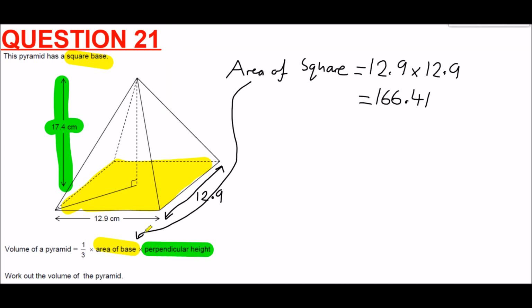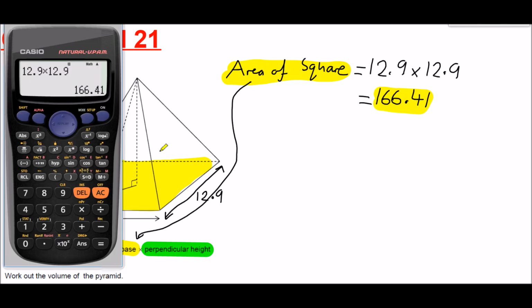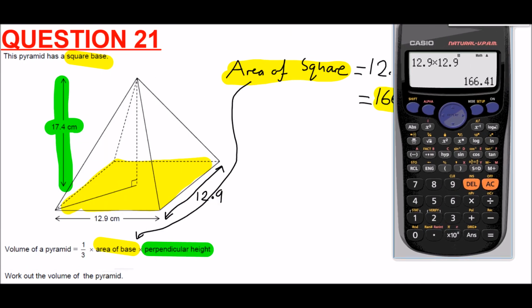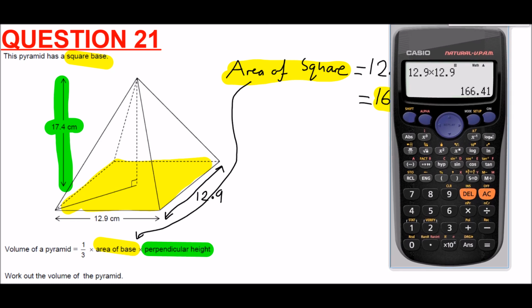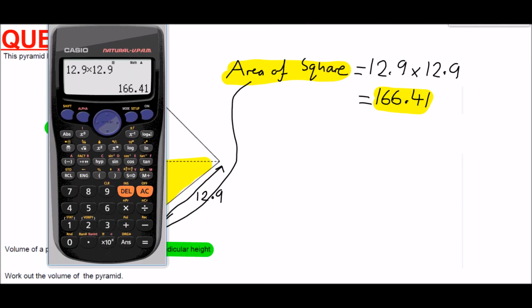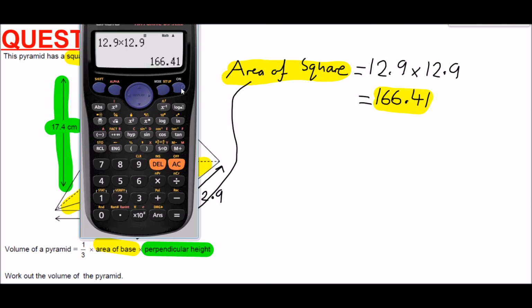So the area of a base, which is the same as the area of a square, because the base is the square, is 166.41. So what we can do now is apply this to the actual question. So the volume of a pyramid, actually leave it over here again. There we go. We can see everything we need to now. Volume of a pyramid, we can type this in on our calculators. So it's 1/3 multiplied by the area of a base, which we've just got here, 166.41, multiplied by the perpendicular height, which we're told is 17.4.